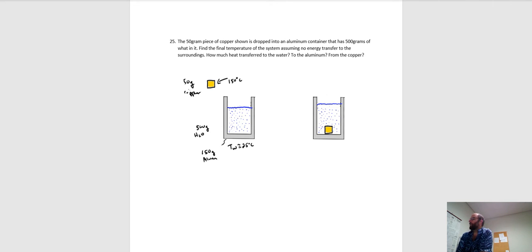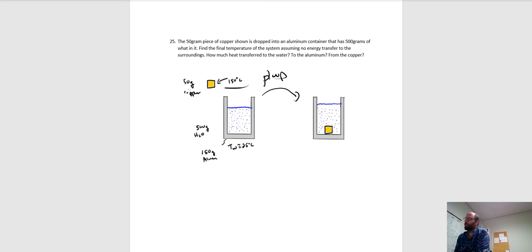So 25 is about somebody cooling off this 50-gram chunk of copper, which starts out relatively hot here. It's going to get dunked into the water. Ploop. And now what's going to happen is we're going to get a heat transfer from the copper to the water.